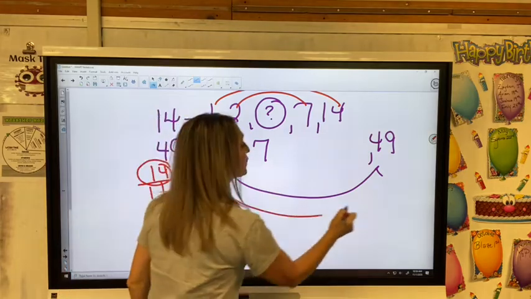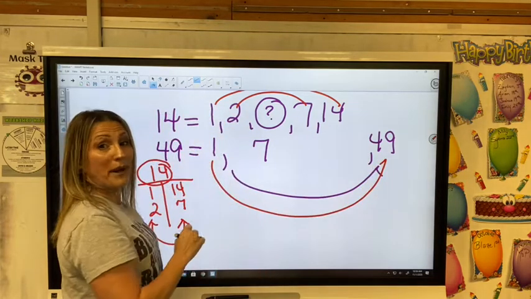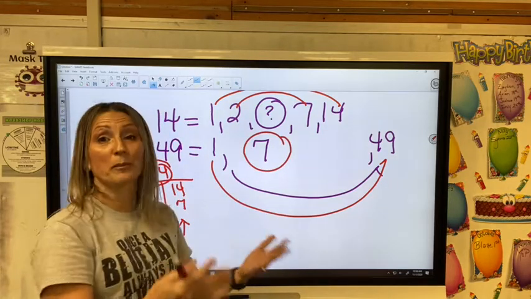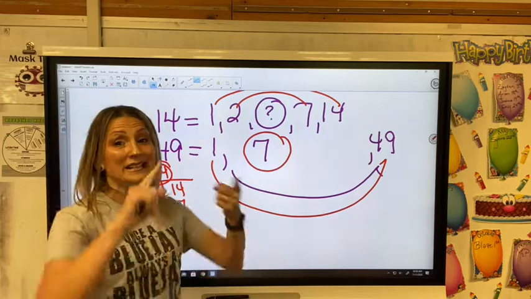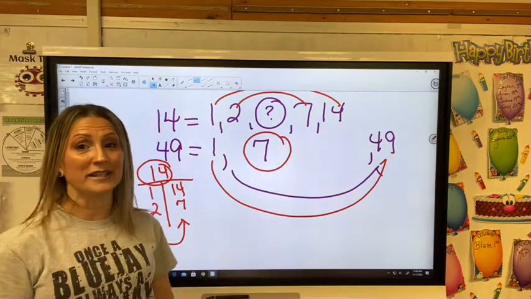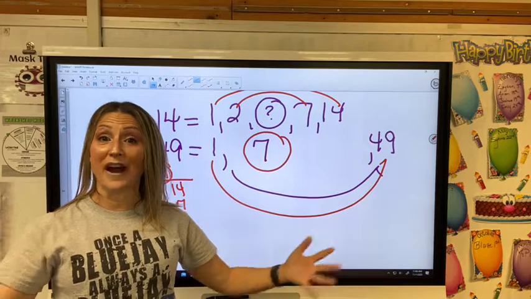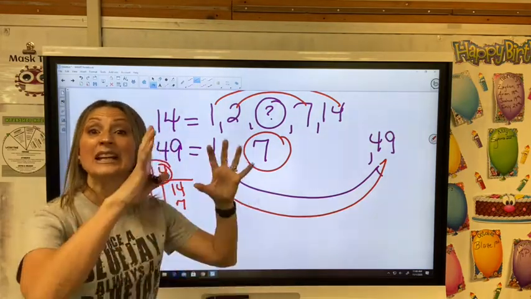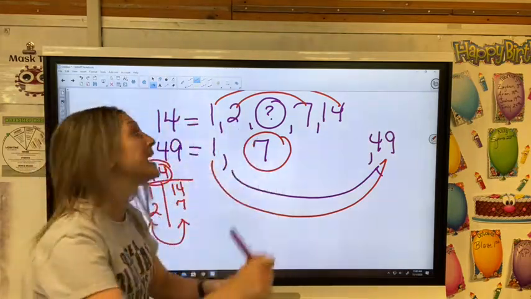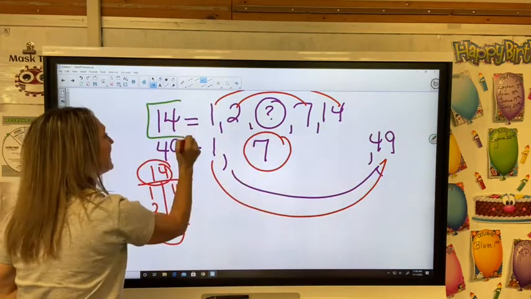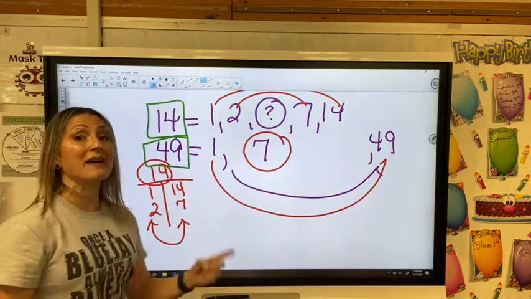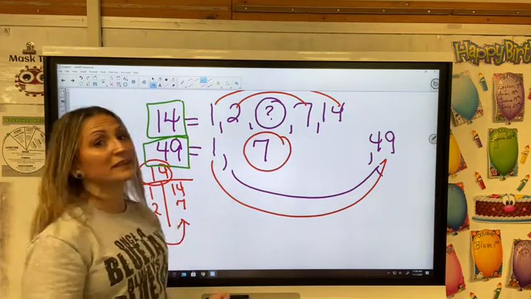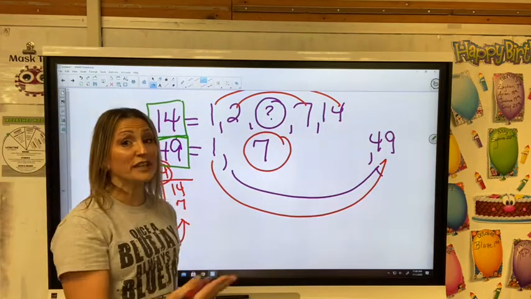And in the instance with 1 and 49, they're a pair. And then there's no other pair, so that must mean that 7 was multiplied by itself to make a set of factors that gave me back 49. Once I'm done finding all those factors, I just look for the number that they have in common. I look for the greatest number that 14 and 49 have in common. What is the greatest number that is the same between these two numbers?